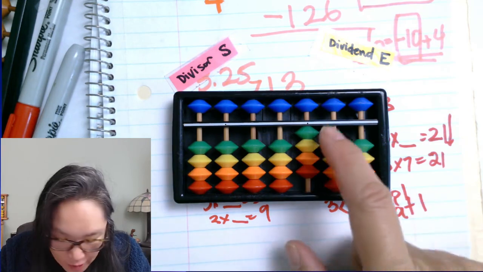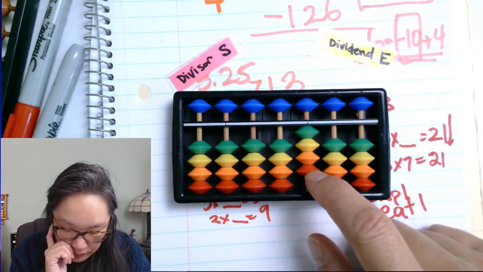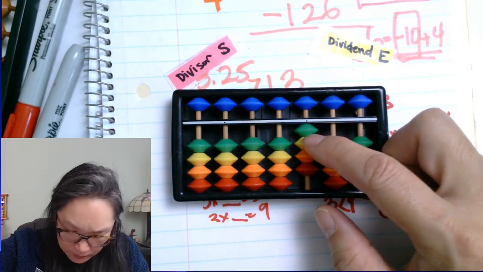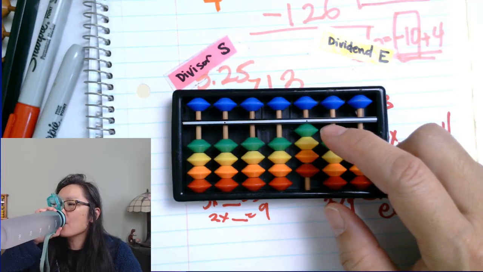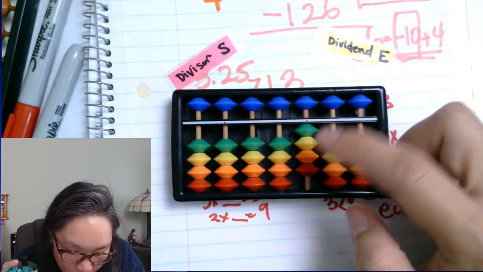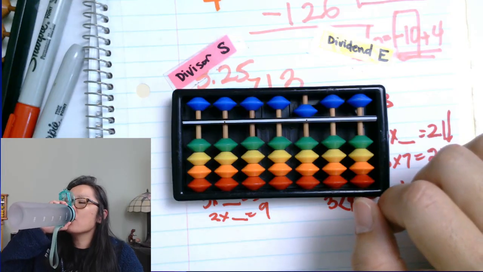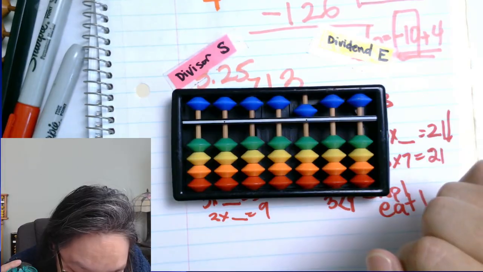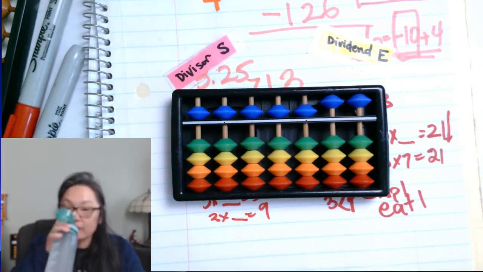Because this is tracking our beads, this is considered 4. 1, 2, 3, 4. That's 5. All the top beads have a value of 5, no matter what. This is 5, 5, 5, 5, 5. These are all 5s.